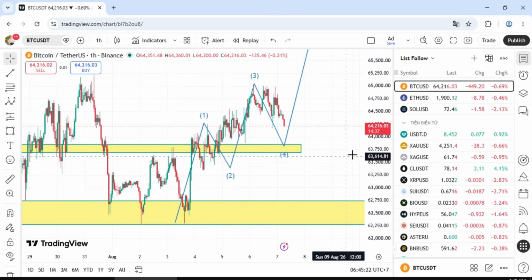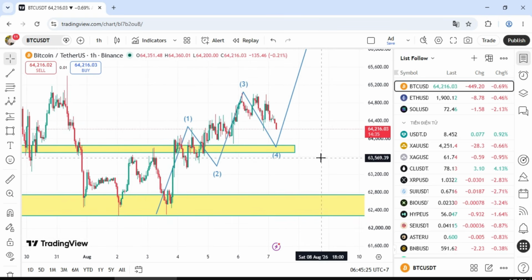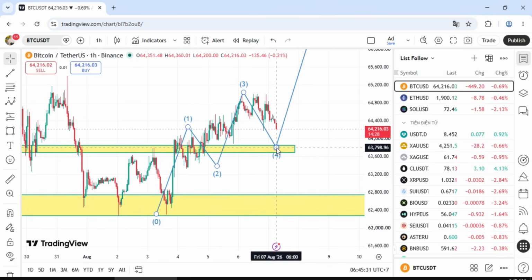Of course, we must manage our capital very well, and we should risk 1 to 2% of our capital per trade. If it were me, I would enter one position at 63,700 with 2% of my capital, and if it continues to drop to 63,300, I would add another 2% of my capital, and of course, there must be a stop loss. Set the stop loss at the 63,000 zone.